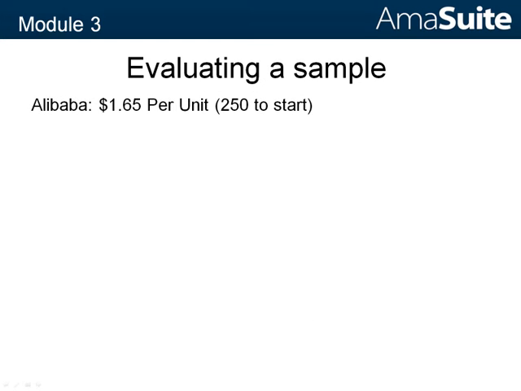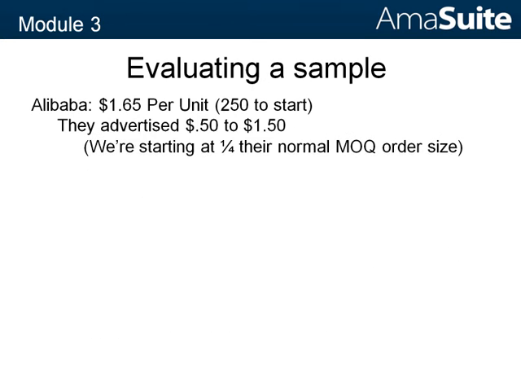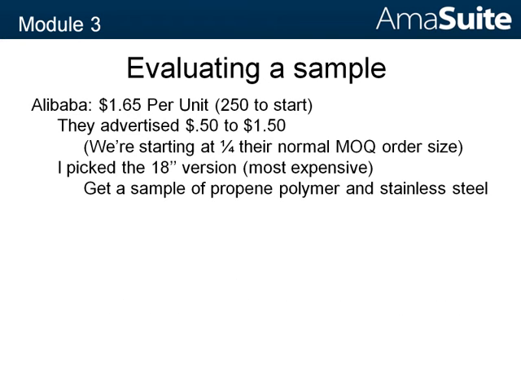Okay, so let's say you've gone forward and you've gotten a sample, right? So let's evaluate this process. Alibaba was where I found the supplier, $1.65 per unit for a 250 unit trial order to start. They advertised 50 cents to $1.50 in their pricing, which isn't too bad, right? Because we're starting at 1/4 of their normal minimum order quantity size. And we also picked the 18-inch version, which was their most expensive. So I'm going to go ahead and get a sample of the propane polymer version and then also the stainless steel. I'm going to go ahead and pursue this product.